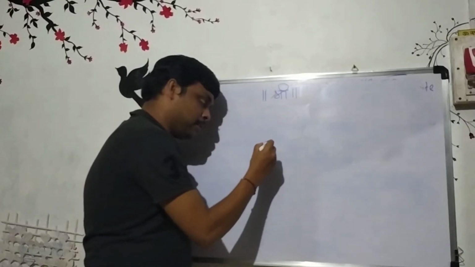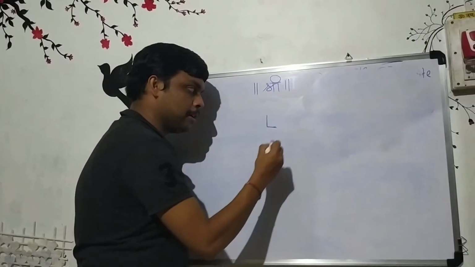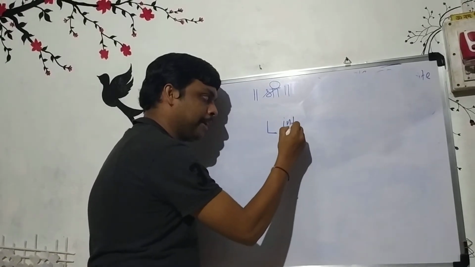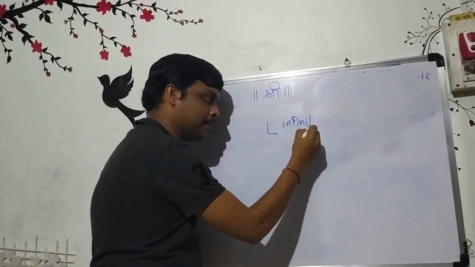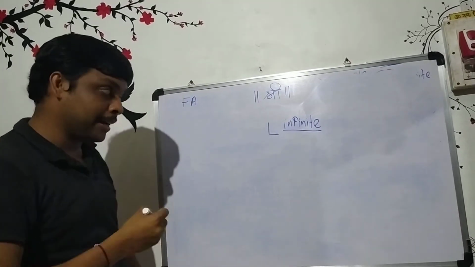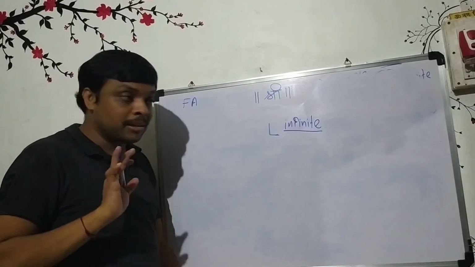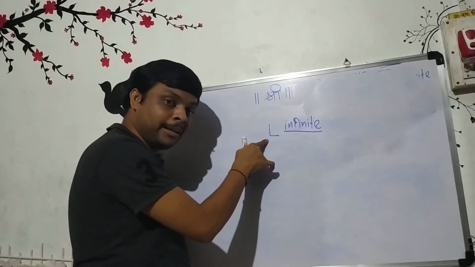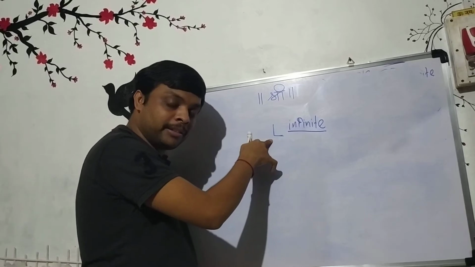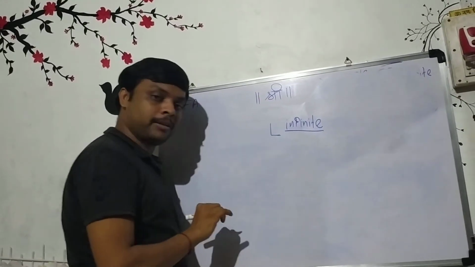See, suppose you have one language, and this language is an infinite language. Let us assume that this language is infinite. Now I hope what exactly an infinite language is, this point is clear for you. Still, if you are finding difficulty in understanding the infinite language concept, then please do watch our previous session, and then proceed with this one.